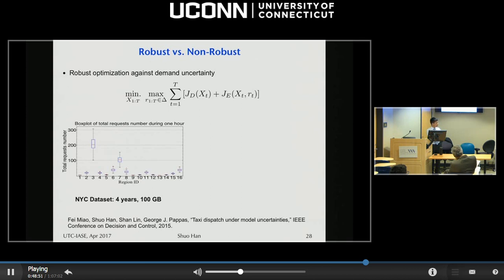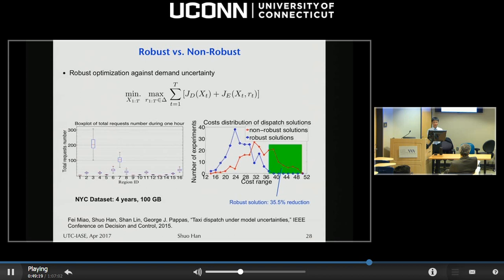We use 4 years of them, out of 6 years. And the reason is that we use part of the data for making this decision and part of the data for validation. So you can see, this is the total number of requests plotted against the ID number of that region. Especially for this one, like region 3, there's a lot of uncertainty. As it turns out, if you don't take uncertainty into account, you can do really, really badly in terms of the high cost cases.